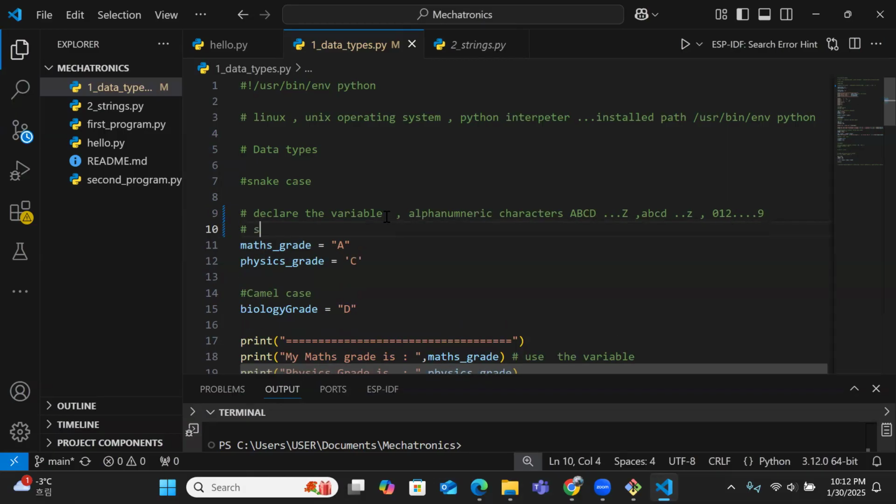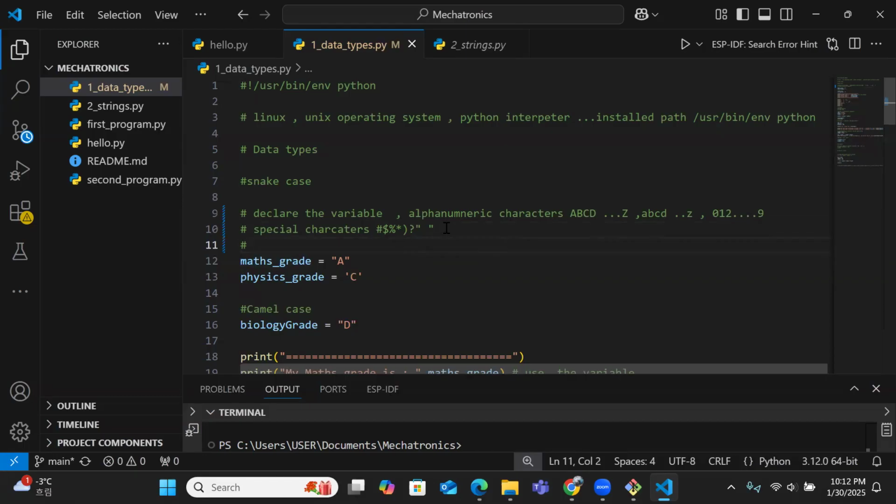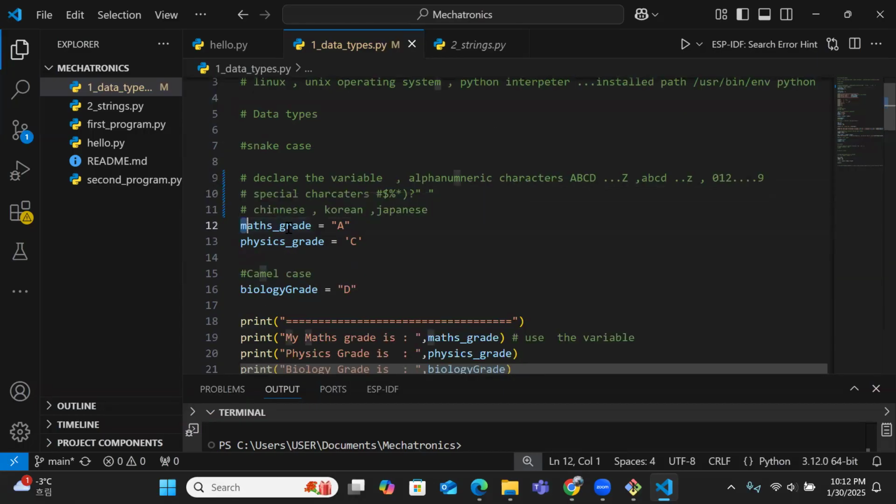Also, we have special characters. When we are talking about hashtag, dollar sign, star, open bracket, question mark, all those are special characters. And even if you are having Chinese characters, or characters from other languages like Hindi, Korean, Japanese, all those are part of special characters. Okay? So it's very easy. You just give it the name.